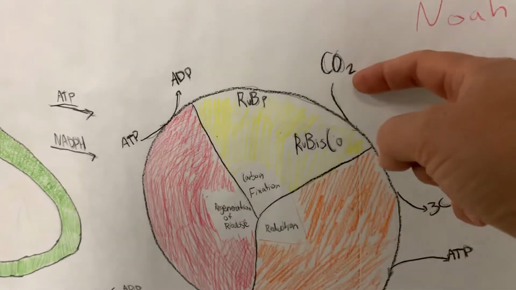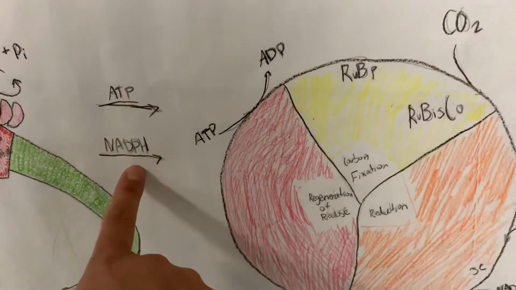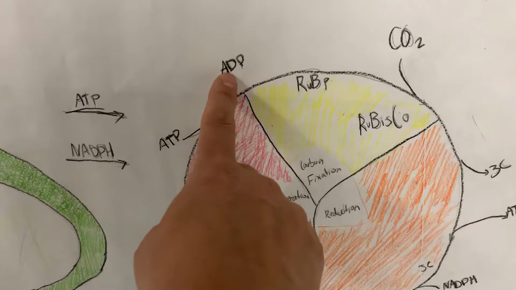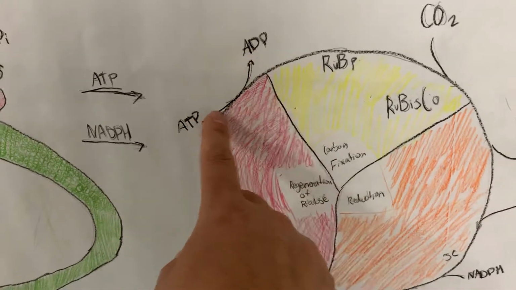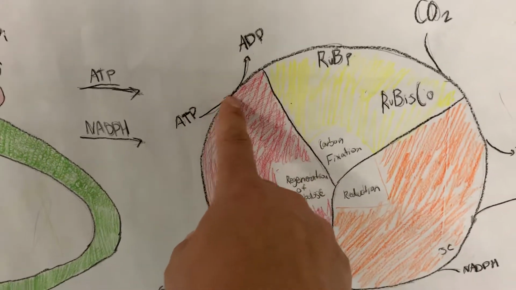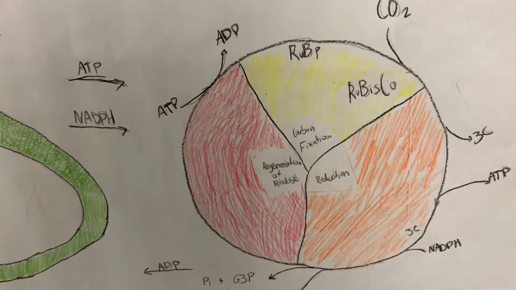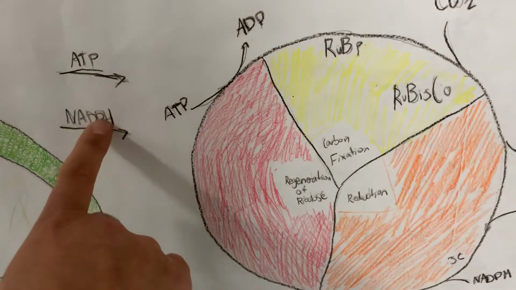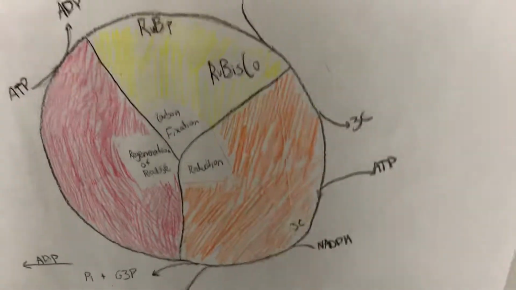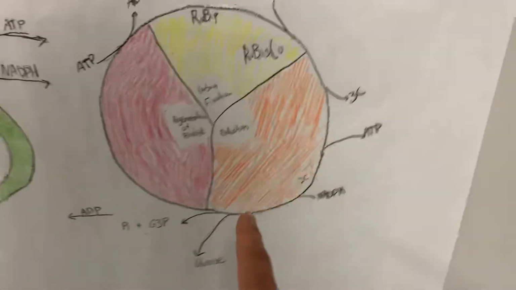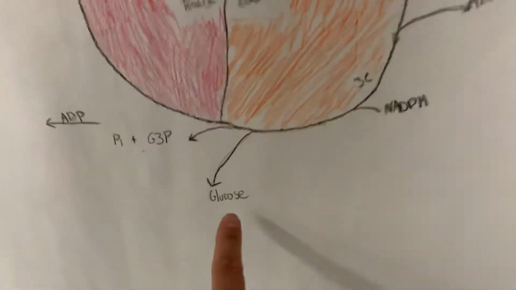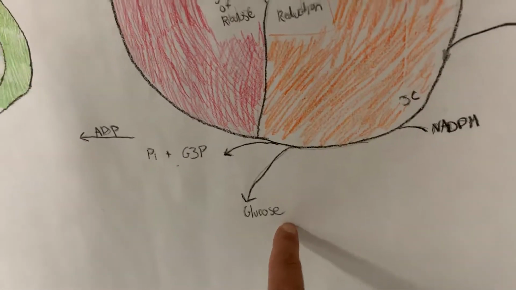We're going to need carbon dioxide. We've already got the ATP and the NADPH. The ATP is going to provide energy here for the construction of this bigger complex of carbon molecules. And the NADPH is going to be providing hydrogen. And after a few cranks, this carbon dioxide, ATP, and NADPH is going to produce glucose.